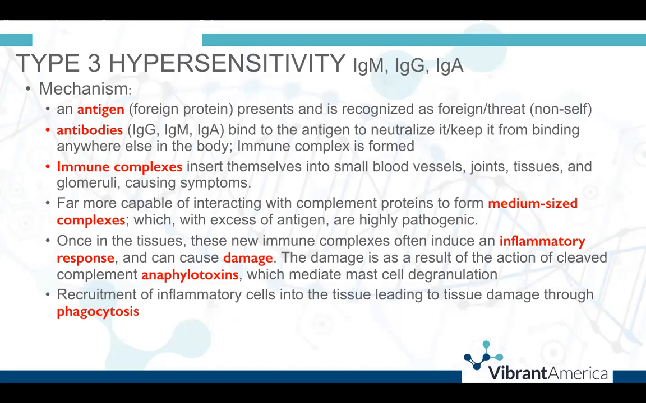This damage is a result of cleaving complement anaphylotoxins, and that gets into another discussion that's kind of beyond the scope of this, but this is sort of just the mechanism behind the systemic inflammation that results from hypersensitivities. And then basically inflammatory cells are recruited into the tissue to try to deal with the problem and break up and get rid of the inflammation. But this also leads to further tissue damage through phagocytosis, which is basically certain immune cells eating or trying to eat or ingest other cells or compounds that are inflammatory.